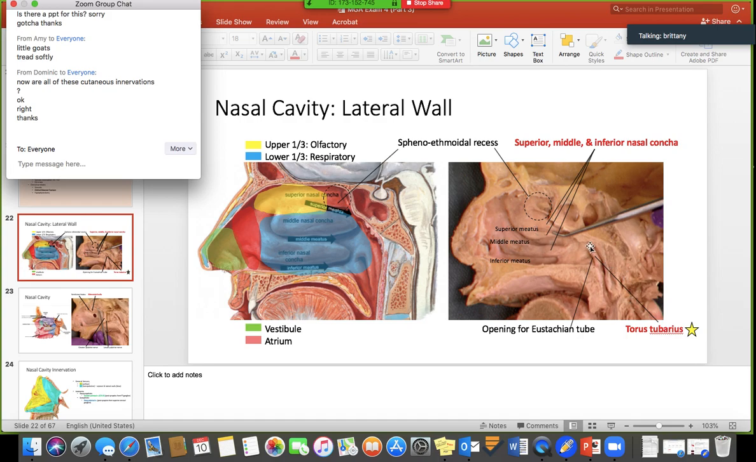Okay, so something that got a lot of people last year, they tagged this structure right here, the torus tubarius. And I feel like it's a little tricky because it barely comes up in lecture. So make sure you can identify the torus tubarius. You can double check, but it was on the lab list last year. So if it's there again, I would make sure that you can find this in lab.